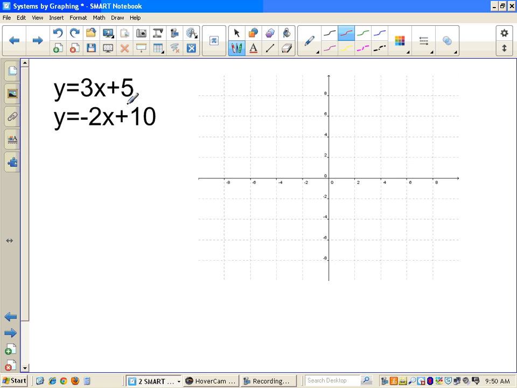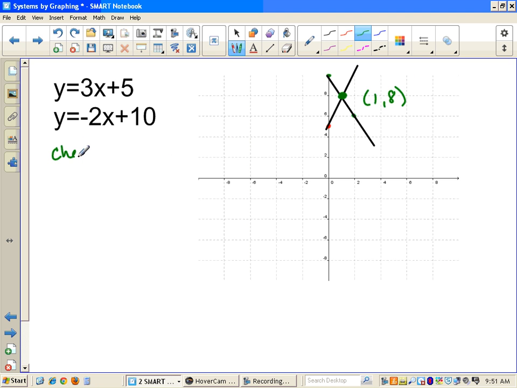Another quick one we can do, if we start at 5, 1, 2, 3, 4, 5, and we're going to go up 3, 1, 2, 3, and over 1, and draw that line in. And then this one starts at 10, and goes down 2 and over 1, down 2 and over 1, and draw that line in. Then clearly we can see again that the intersection point is 1, 8.